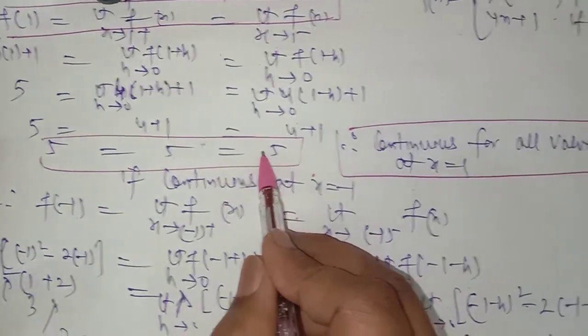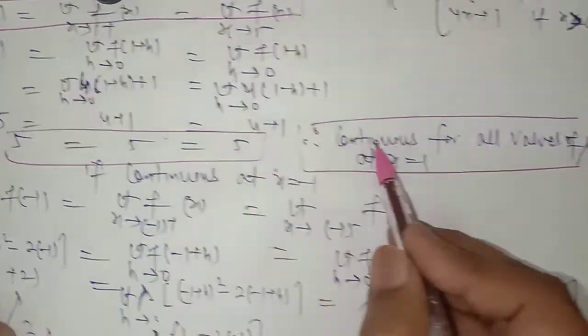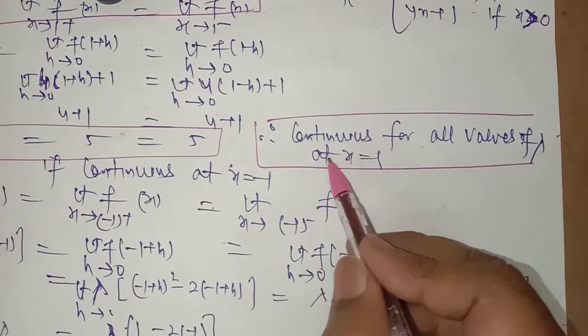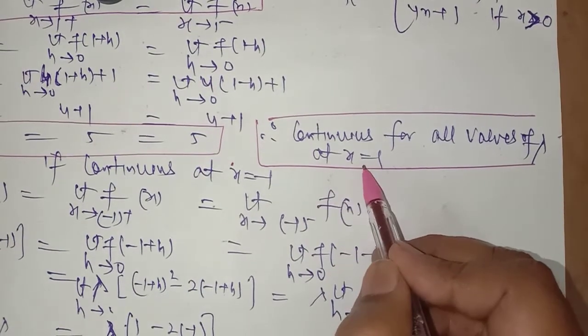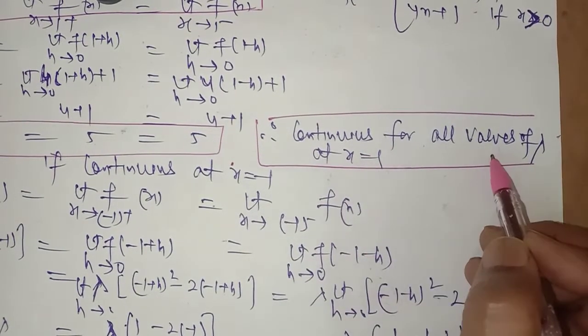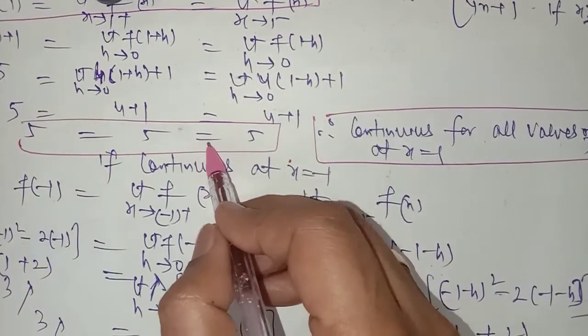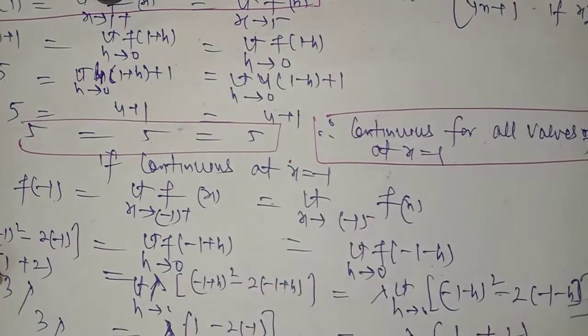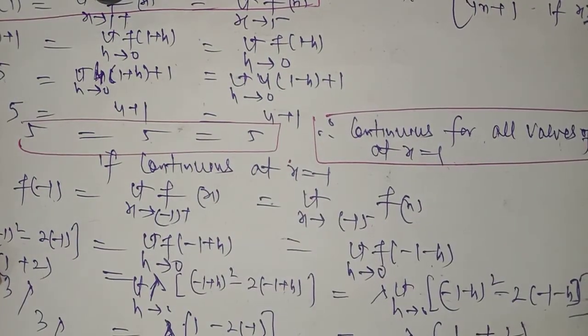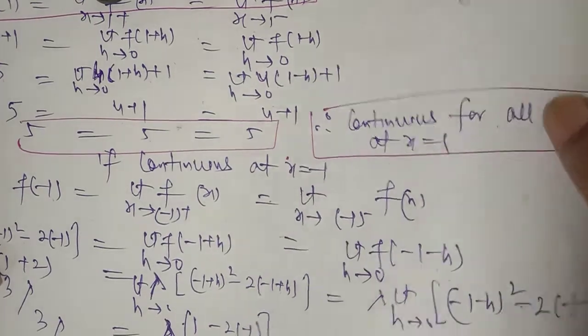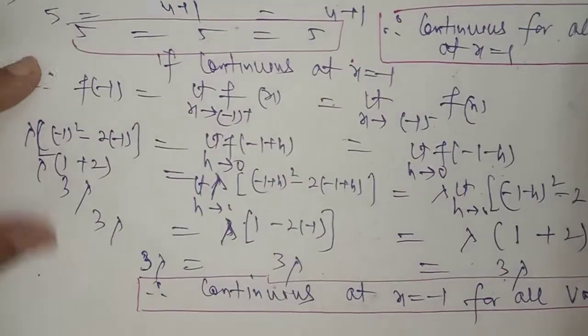But we are not getting the value of lambda. It means that the function is continuous for all values of lambda at x equal to 1. The value of lambda for which f(x) is continuous at 1 can be any value, because lambda does not appear anywhere. All these are 5, so the function is continuous for all values of lambda. Similarly, you can prove it for x equal to minus 1.